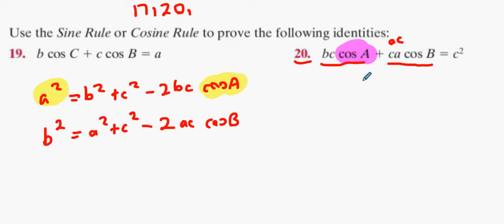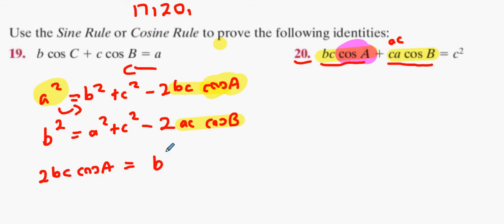Now, what I'm going to do with both equations is isolate, as you can see here, the BC cos A, and the CA cos B, in both equations. So I'm going to move this to the left and this one to the right. I'm going to end up with 2BC cos A equals B squared plus C squared, take away A squared.